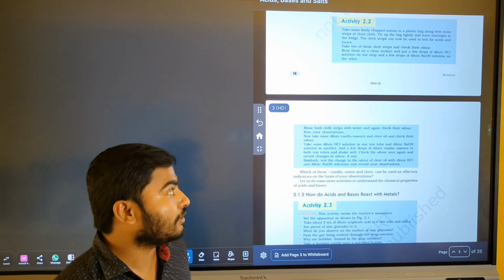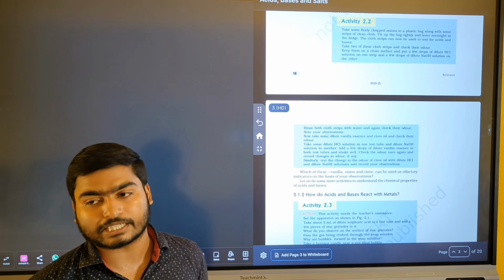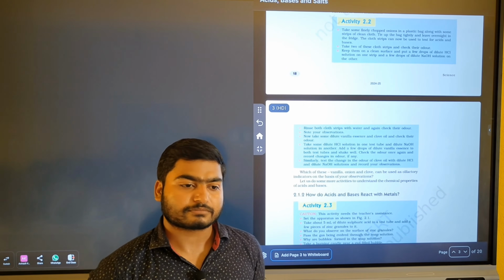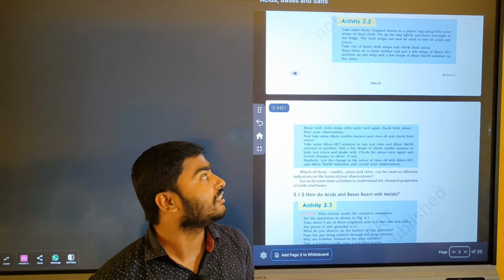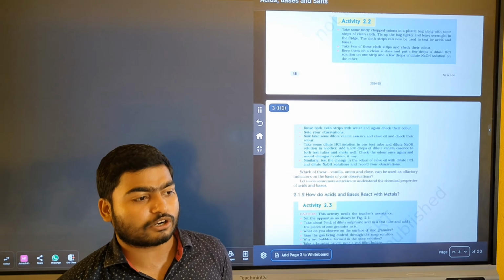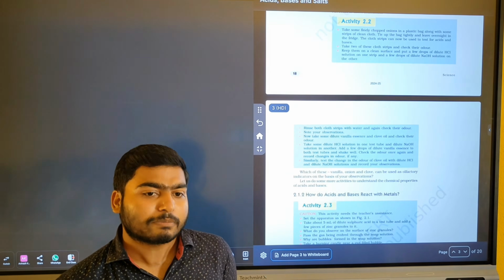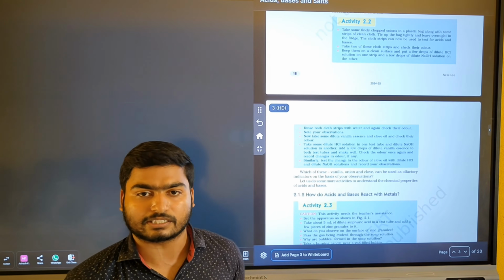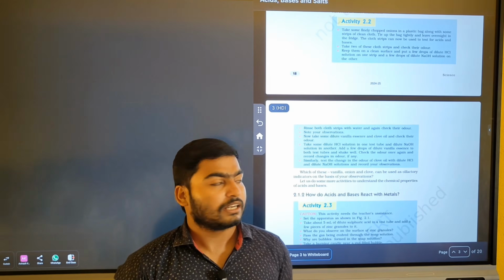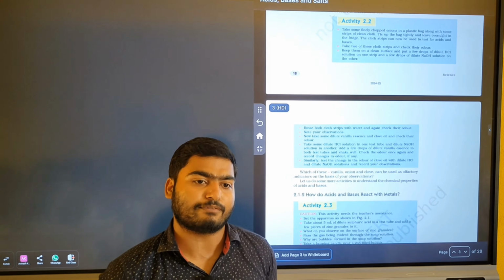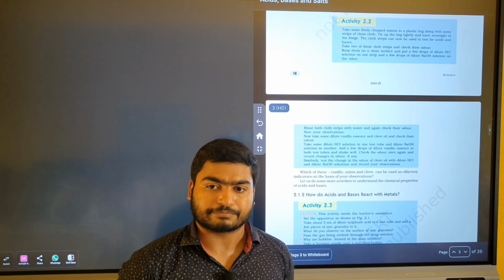Today we have to study a special type of indicators known as olfactory indicators. What is special about them is that they give you information about the substance, whether it is acidic, basic or neutral, by changing their own smell. In this activity we have to discuss three indicators: onion, clove oil and vanilla essence.